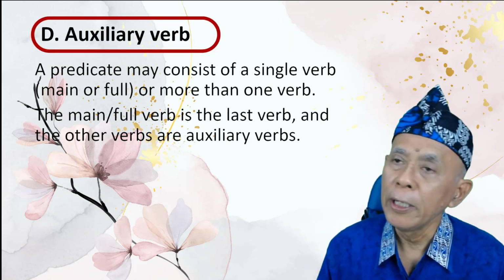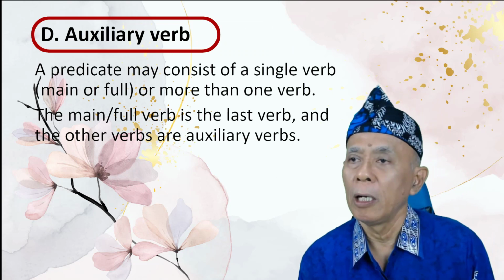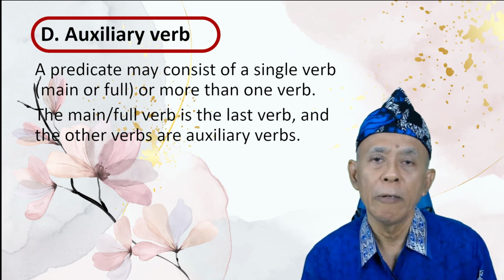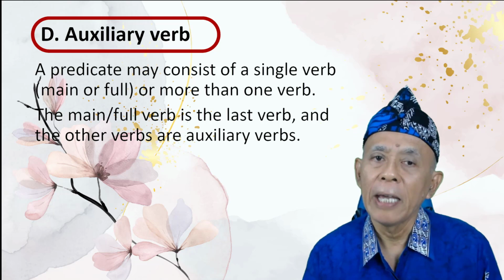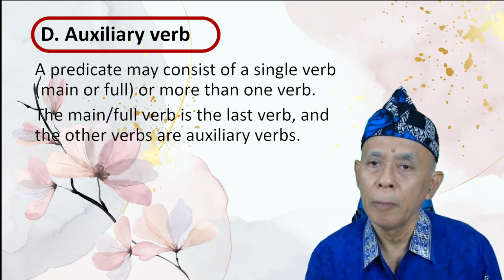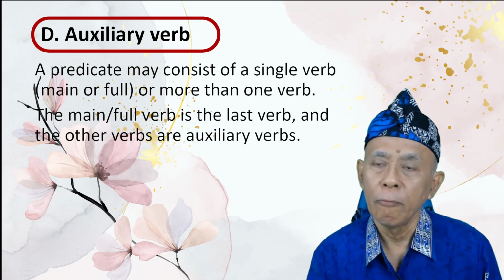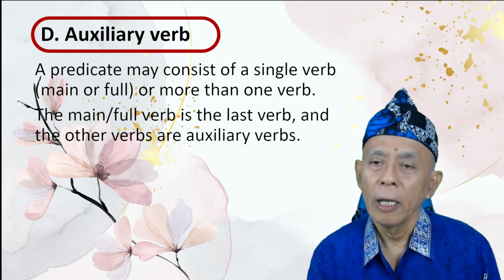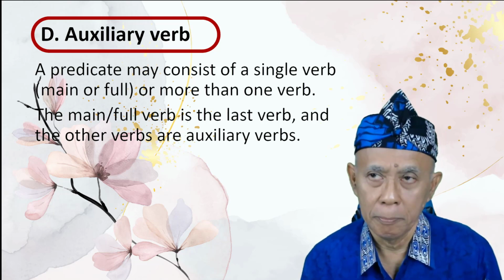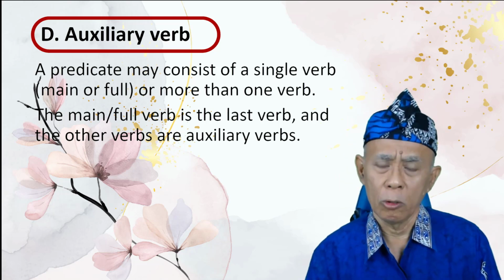A predicate may consist of a single verb, main or full, or more than one verb. So if we have more than one verb in a sentence, in a predicate, the main verb or the full verb is the last verb, and the other verbs are auxiliary verbs. Now, what is an auxiliary verb?